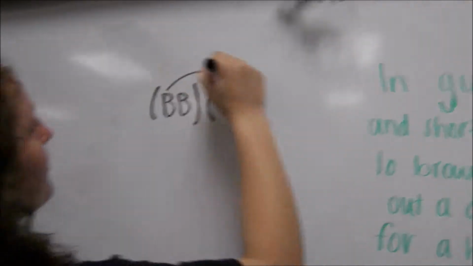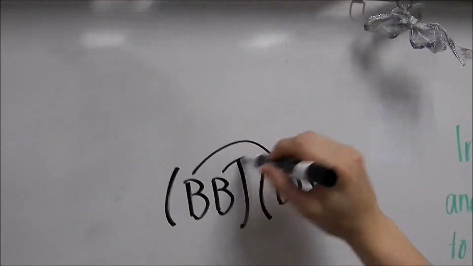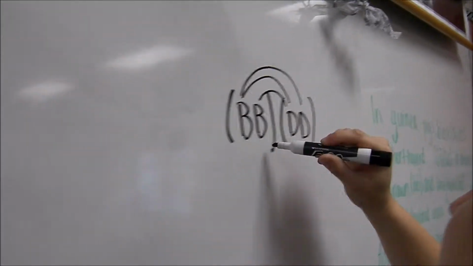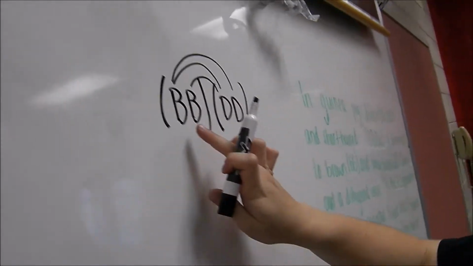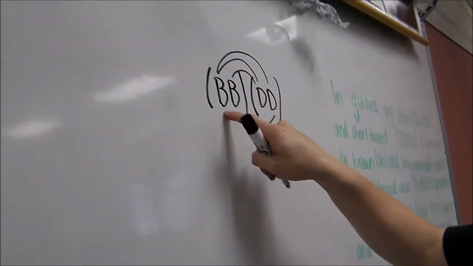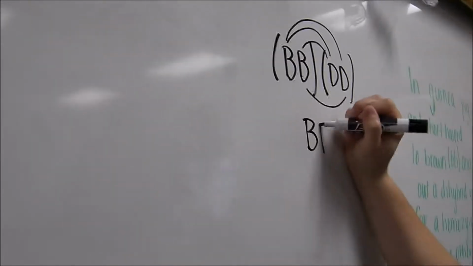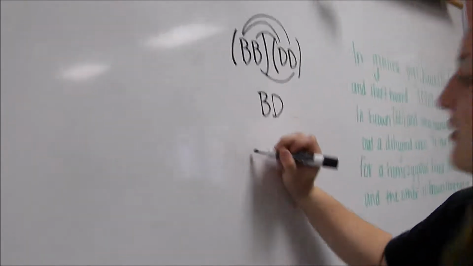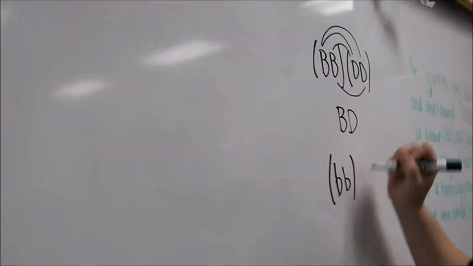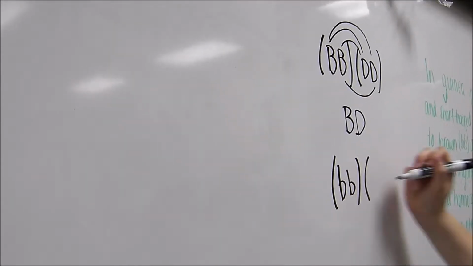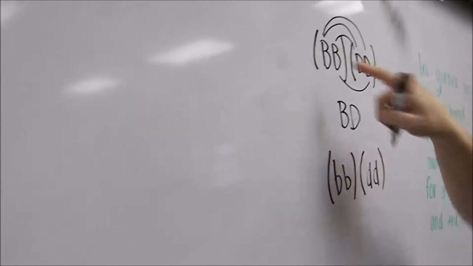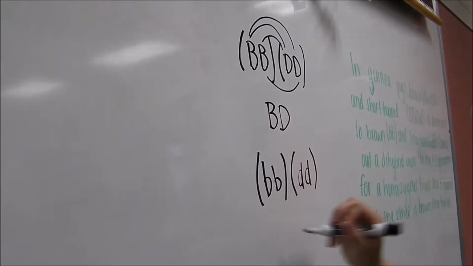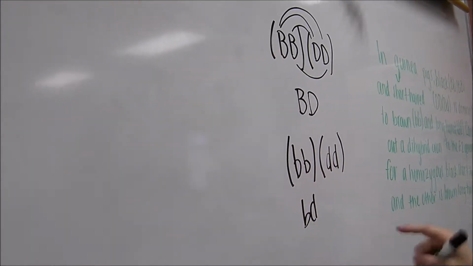So to FOIL, you go first, inside, outside, last. And because all these would be the same, you would get 4 big B, big D, you just use the 1. And then the next one is brown, long-haired. So brown is always going to be b, b. And then long-haired is always going to be little d, little d. And so it happens the same way, and so you'll have the same thing 4 times if you do it all. So you just use the 1.